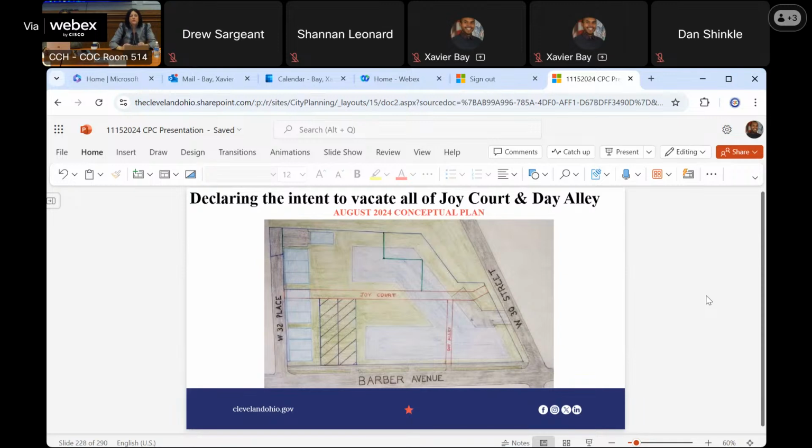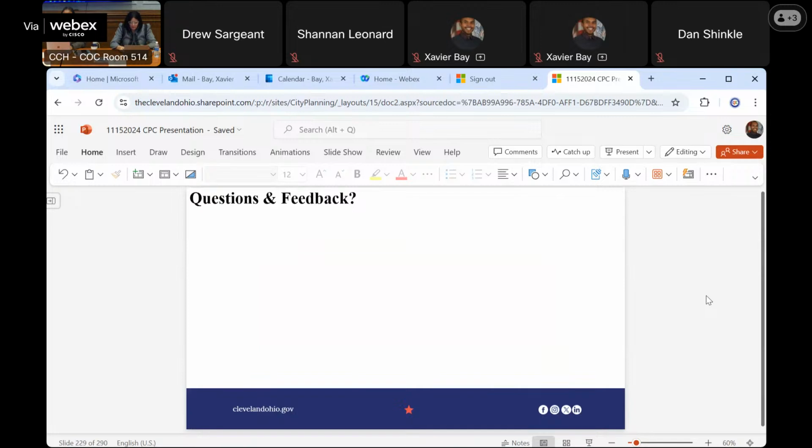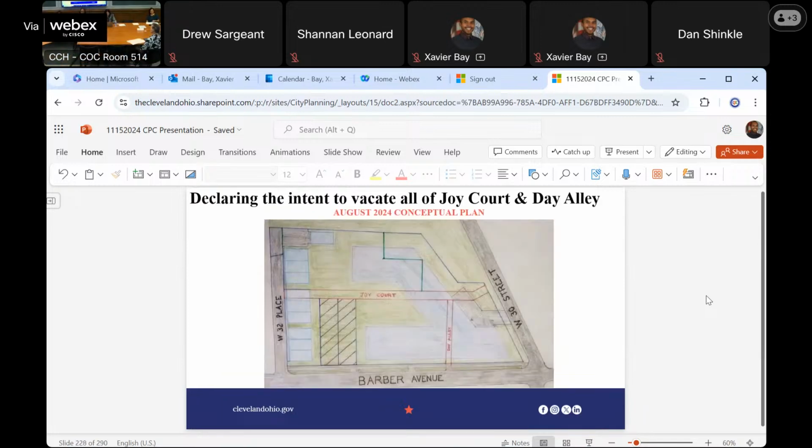Next slide, please. Here's just another view of it. He owns all the parcels that are Joy Court and Day Alley. So we would look for authority to move forward with the ordinance to vacate Joy Court and Day Alley. And planning supports this. Currently the roads lead to nowhere, so we're interested in seeing new development. Yes, Councilmember McCormick also consents.